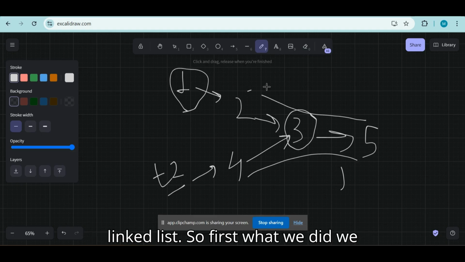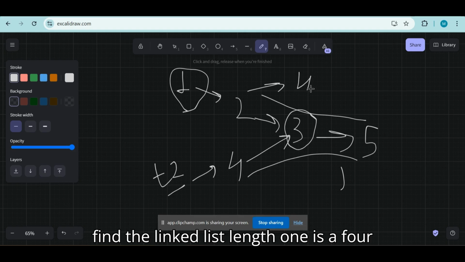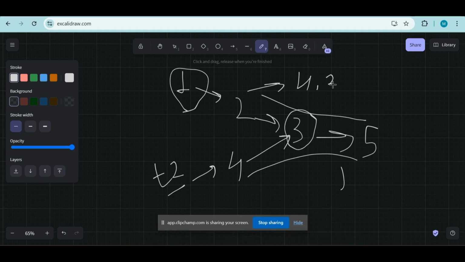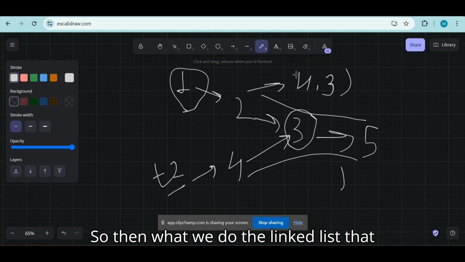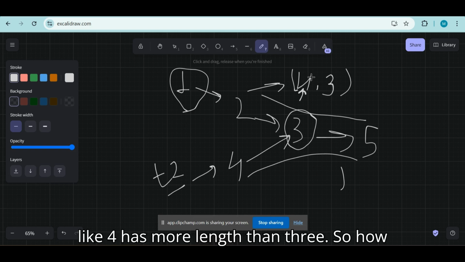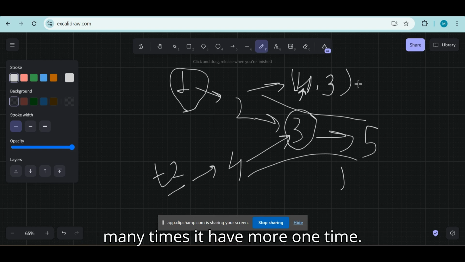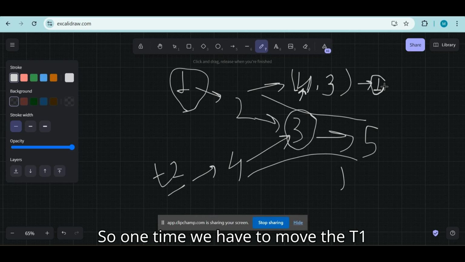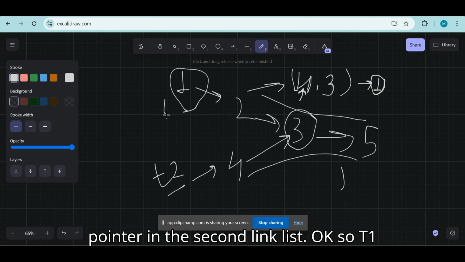So first, what we did, we find the linked list length. One is of 4 length, another one is 3 length. Then, the linked list that has more length, like 4 has more length than 3, so how many times does it have more length?